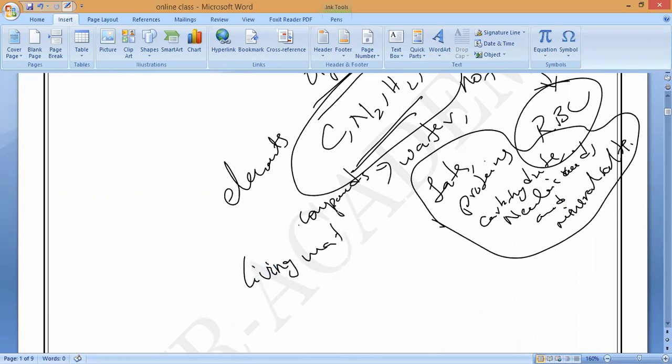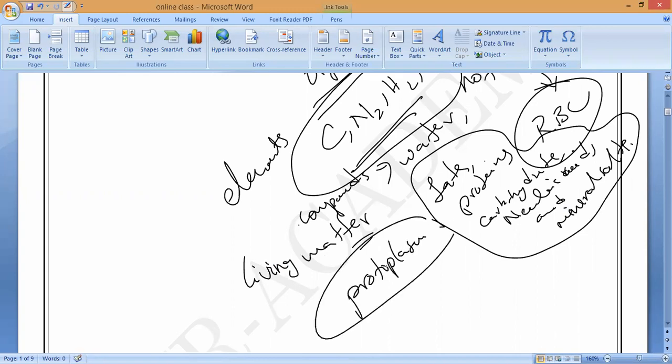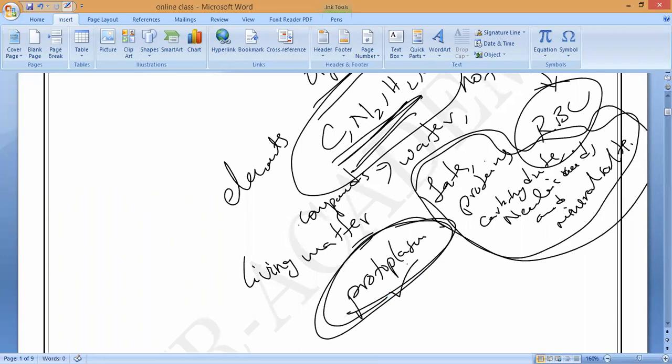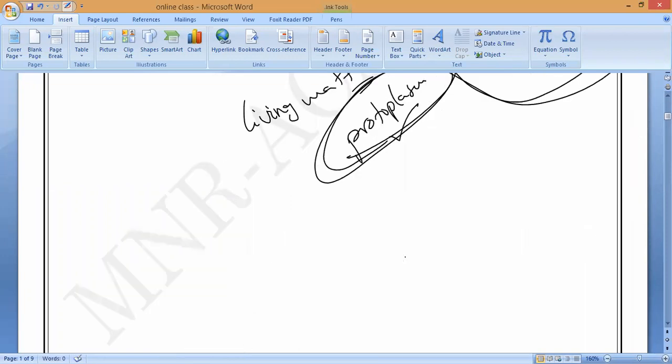The living matter of the cell is called what? Protoplasm. So, how are they getting this living matter? The unique combination of these elements and compounds present inside is providing the living nature to the protoplasm. That is why we can say protoplasm is the living part of the cell.